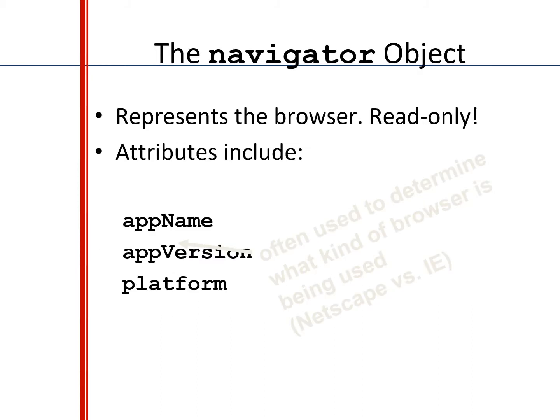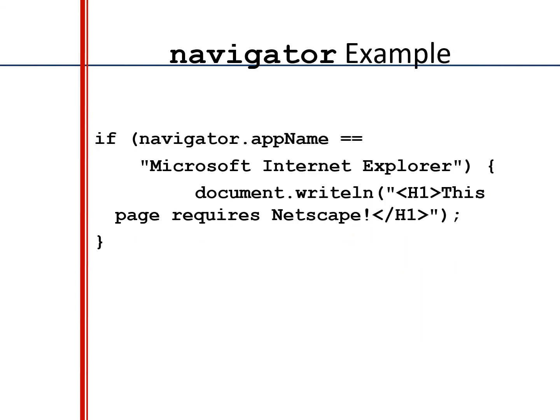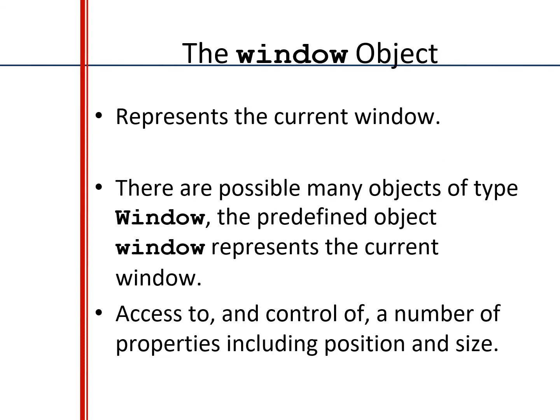The navigator object represents the browser, with read-only attributes like appName, version, and platform. For example, if you write navigator.appName, it shows Microsoft Internet Explorer. This is a command. Whenever you write document.writeln, it means the next line, so you have to see this page. Let's skip navigator.